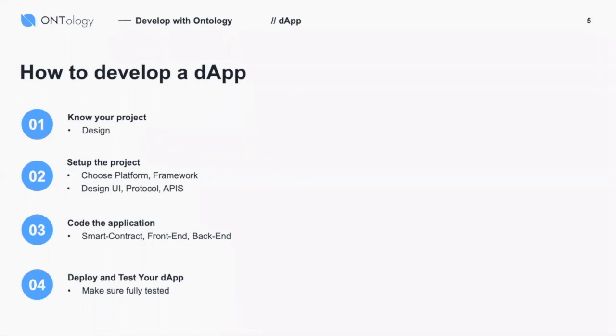Then next, you should choose a blockchain platform or framework to set up your project. The third step is coding your smart contract, your front end, and your back end, so that your DApp runs on the blockchain. Then the final step, after you finish your coding, is testing. Maybe you deploy on your testnet.